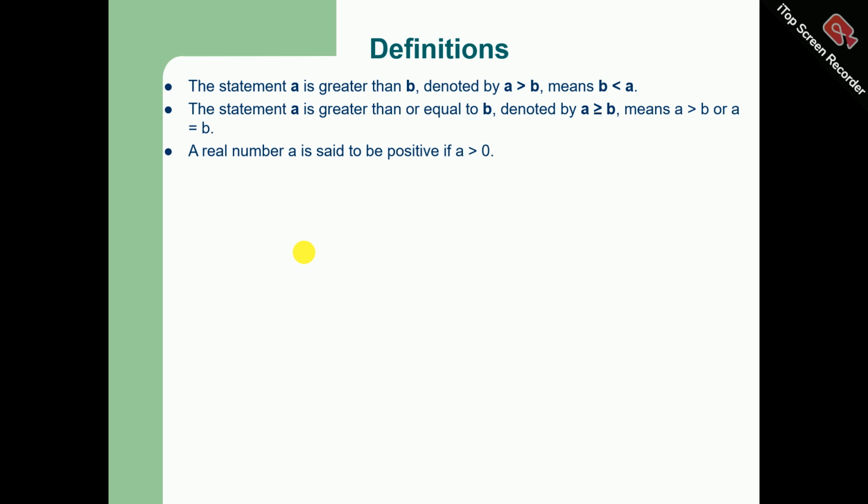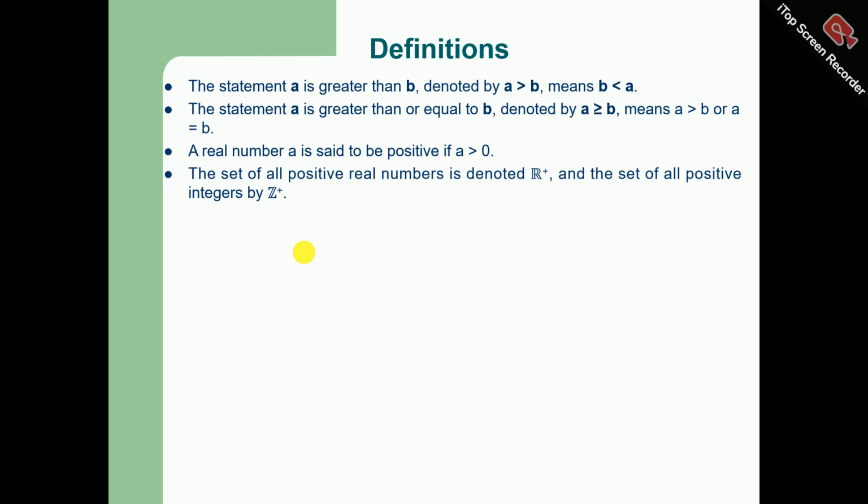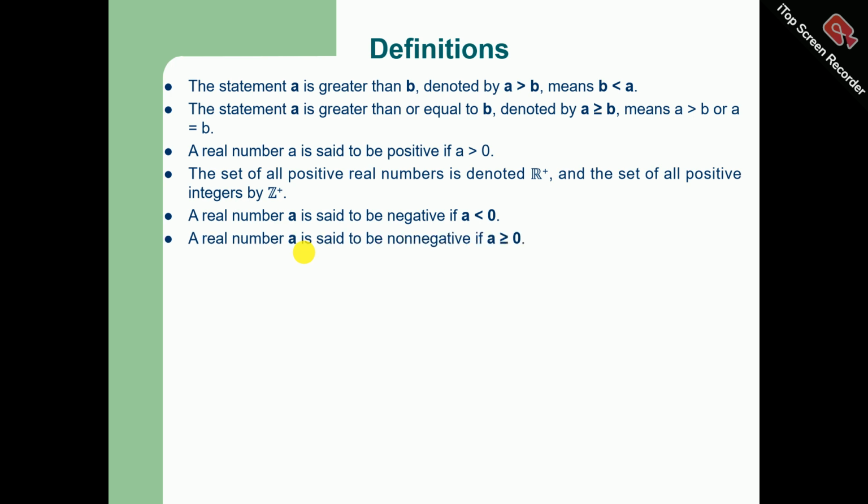A real number a is said to be positive if a is greater than 0. The set of all positive real numbers is denoted by R plus, and the set of all positive integers is denoted by Z plus. A real number a is said to be negative if a is less than 0. It is said to be non-negative if a is greater than or equal to 0. Similarly, a real number a is said to be non-positive if a is less than or equal to 0.